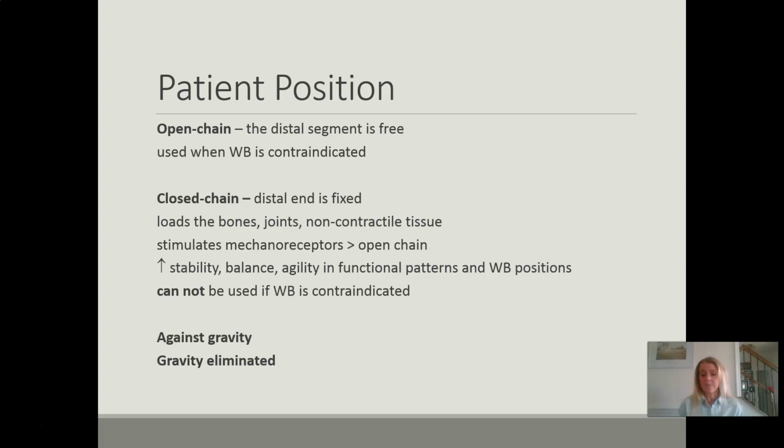In general, to do resistance exercises, we're going to have to go against gravity for that to happen. But you guys also recall your gravity eliminated positions that you learned for manual muscle testing. So again, in some of our deconditioned or very weakened patients, we may have to start in gravity eliminated positions and then work our way up to just moving against gravity.